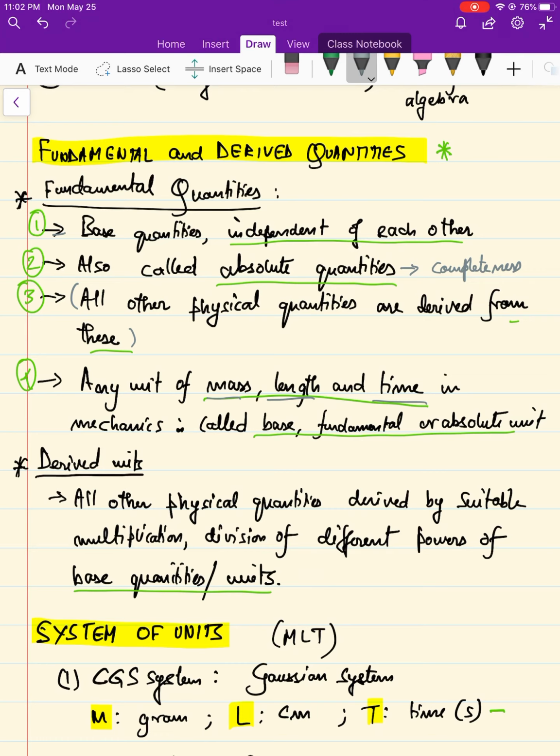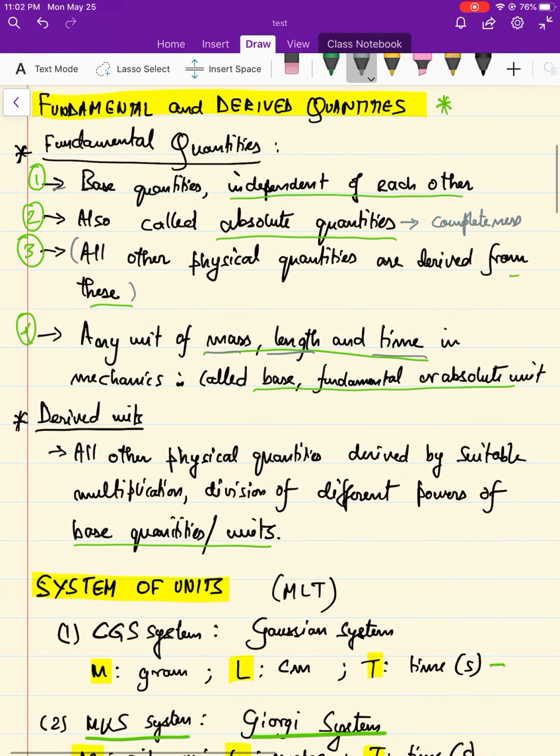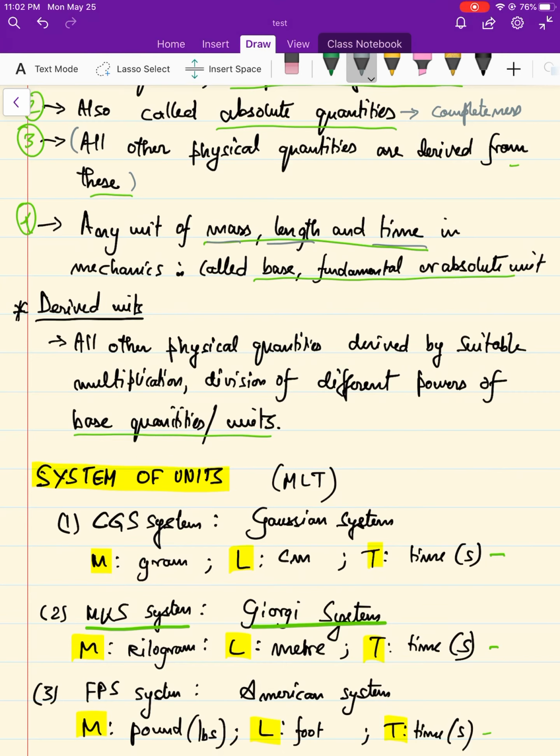So from this discussion, we see that basically there are three fundamental quantities, and these three fundamental quantities are used later in this lecture to show that they form what are known as derived units, as you will see in the next section. And derived units, as the name suggests, are physical quantities which are derived by suitable, and this is important, multiplication and division of different powers of the base quantities or units.